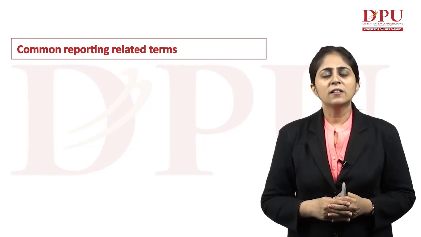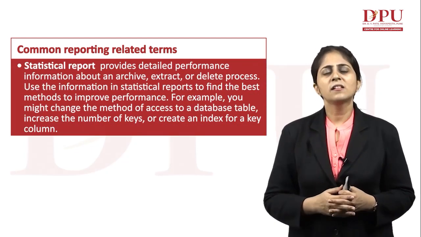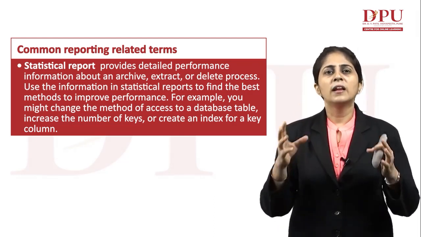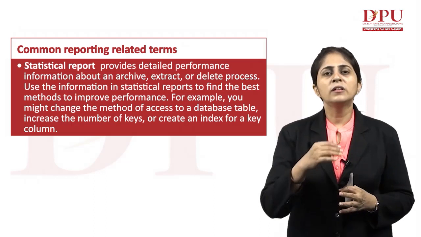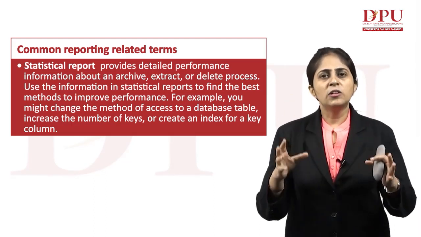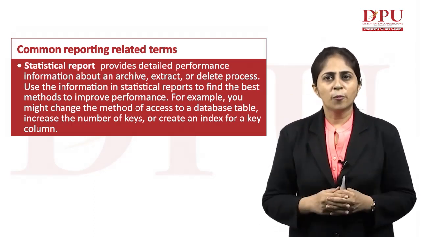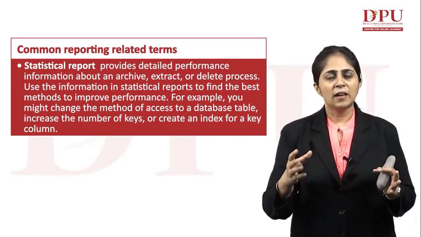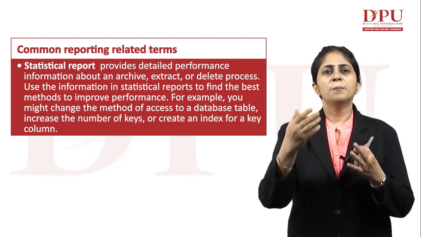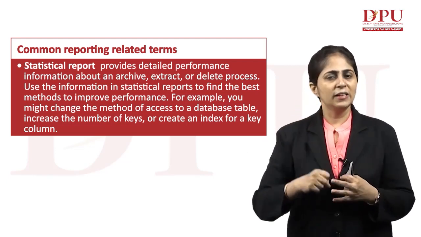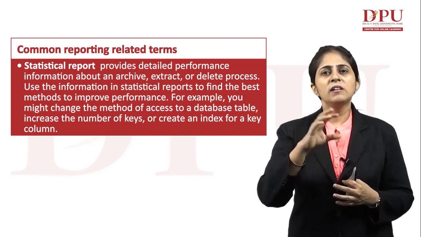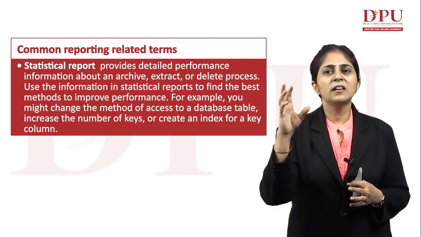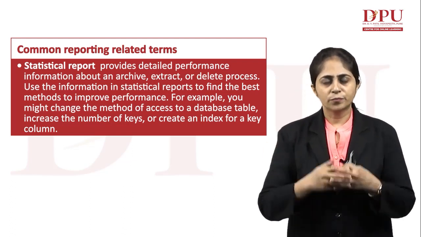Then we have the next form, known as a statistical report. A statistical report provides detailed performance information about an archive, extract or delete process. We use the information in statistical reports to find the best method to improve performance. For example, you might change the method of accessing the data from the database, you might need to increase the number of keys to analyze the data, or you might need to create an index for the key column.